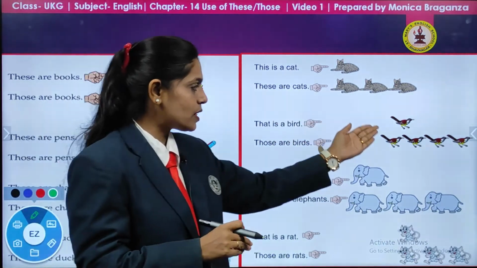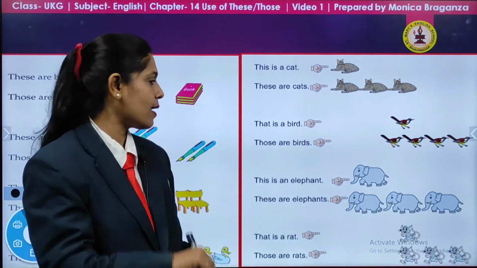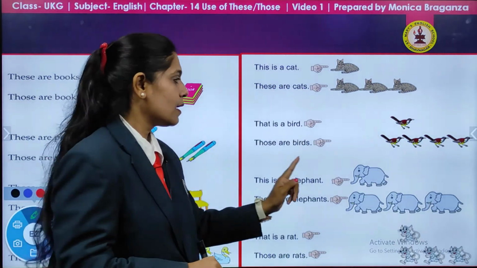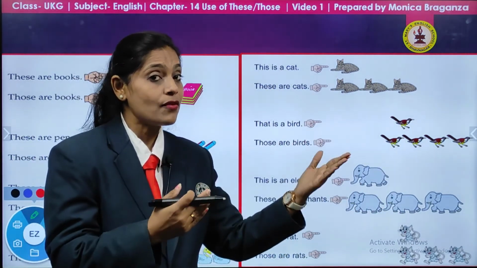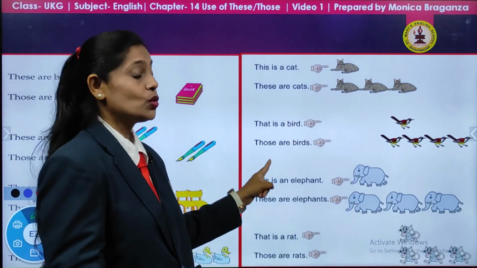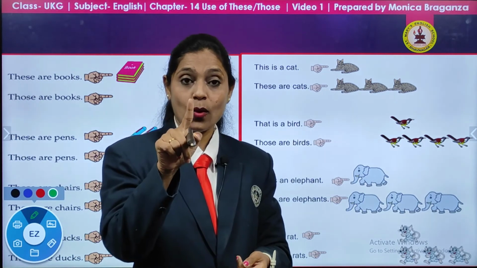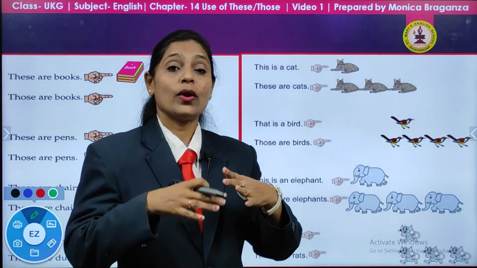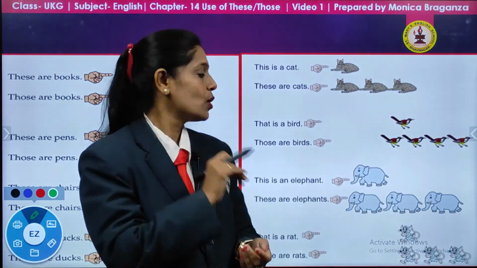Now, in the same way, can you see the bird? This bird is far from us, but it is only 1 in number. So what are we going to say? That is a bird. Now, in the same way, here we are having many birds, but they are far from us. So what are we going to say? Those are birds. In the same way, when we are talking about one thing and it is far from us, we use that. When we are talking about many things and they are far from us, we use those.